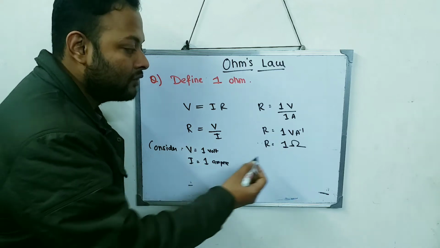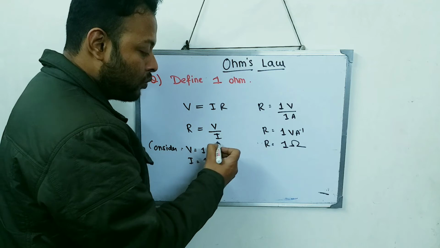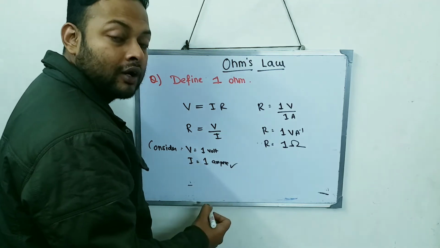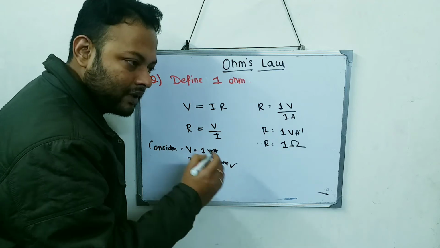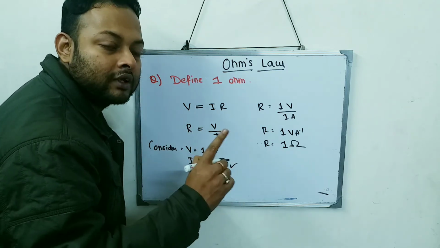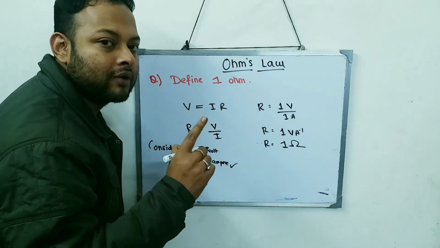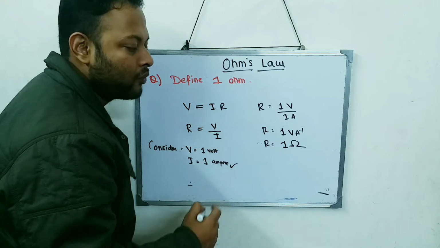So how to define 1 ohm? When a current of 1 ampere passes through a conductor, and the ends of that conductor are kept at a potential difference of 1 volt.